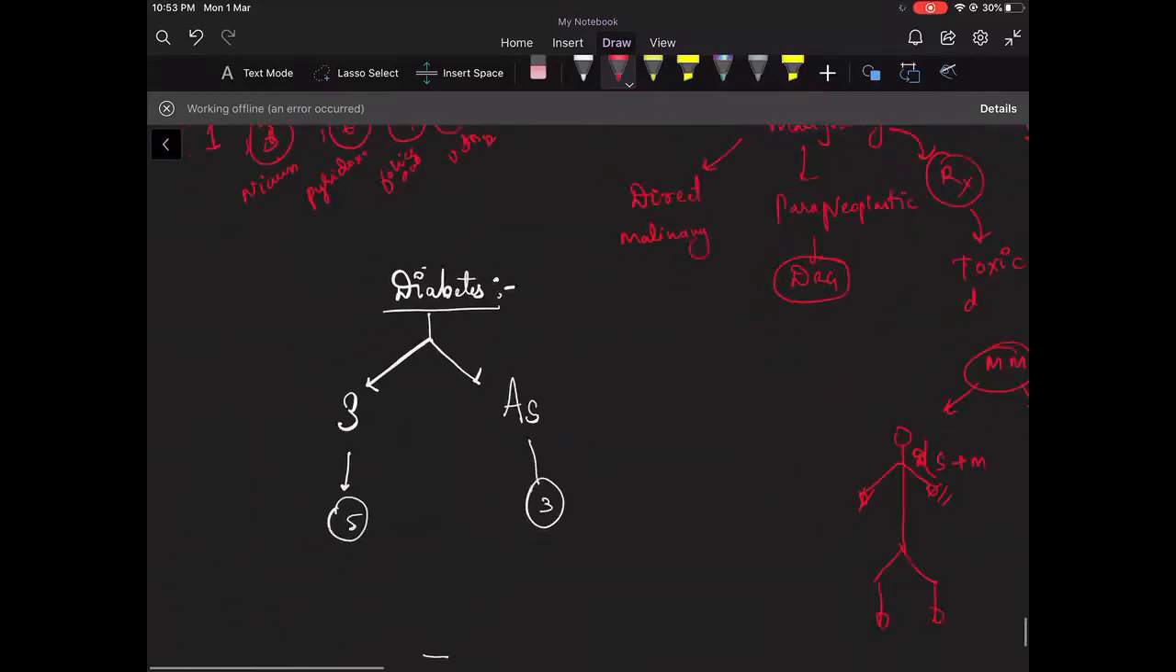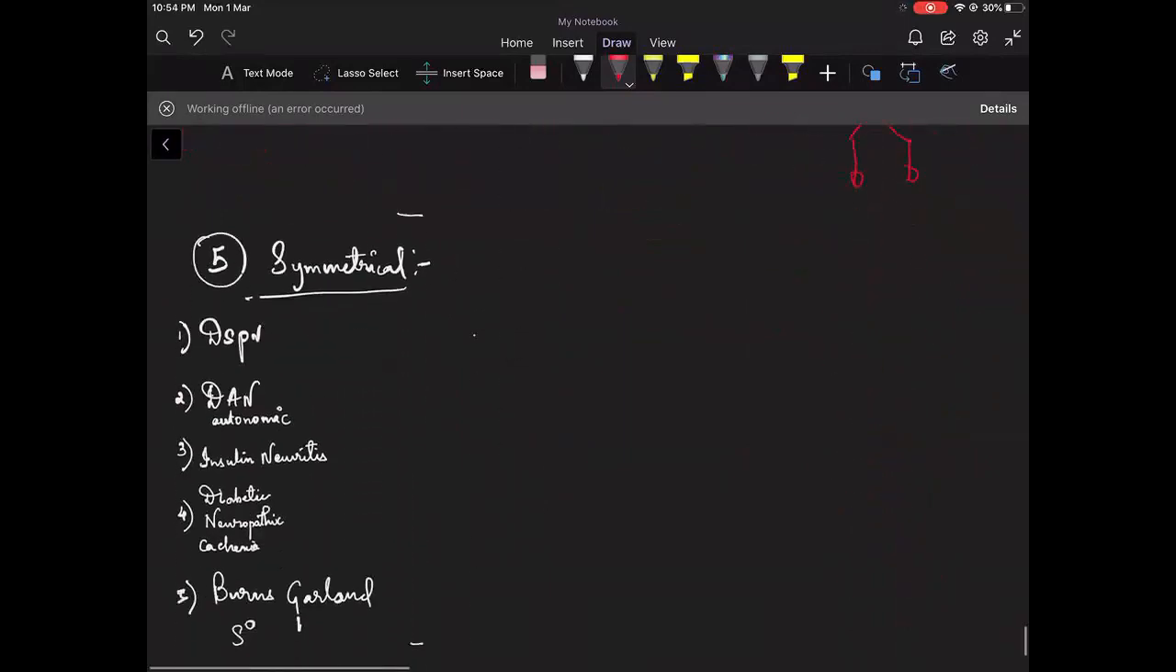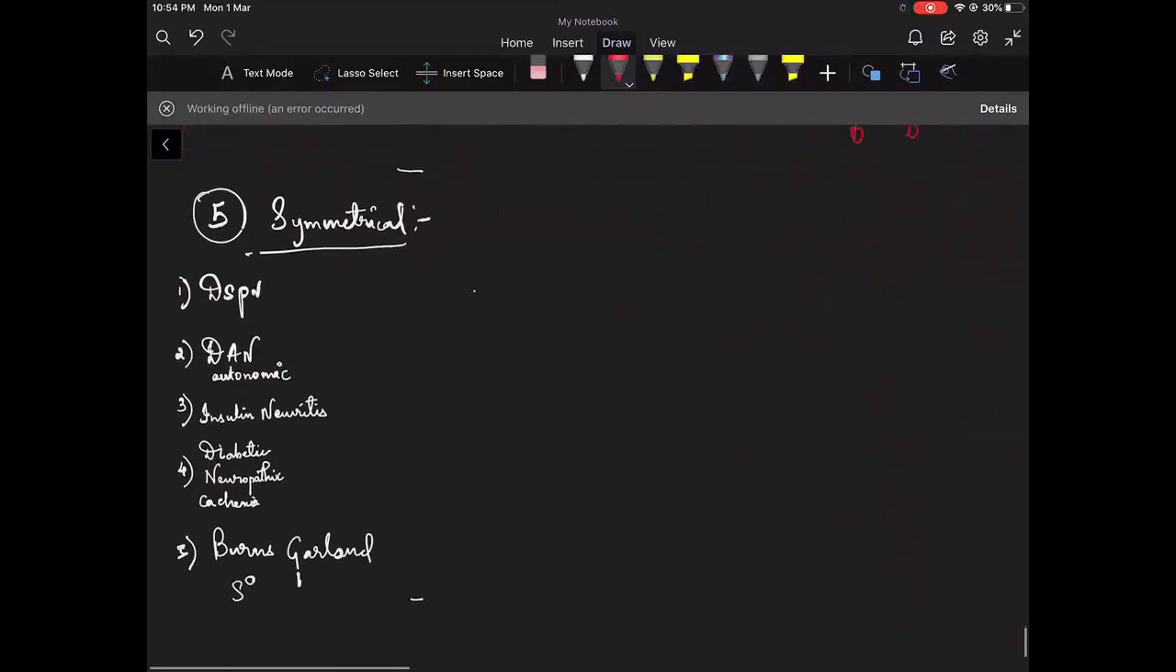Rest, we will be discussing diabetes in a little more detail, since it is the most common cause of neuropathy overall, and it can present in 8 important variant patterns. 5 are symmetrical patterns and 3 are asymmetrical patterns. Under the 5 symmetrical patterns, first is distal sensory polyneuropathy. This is the most common form.